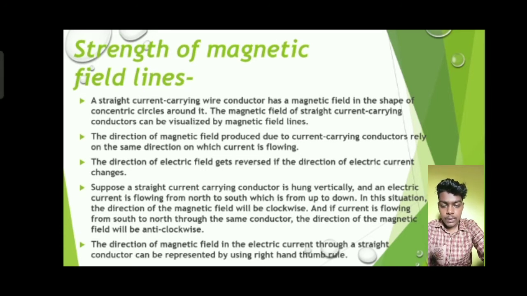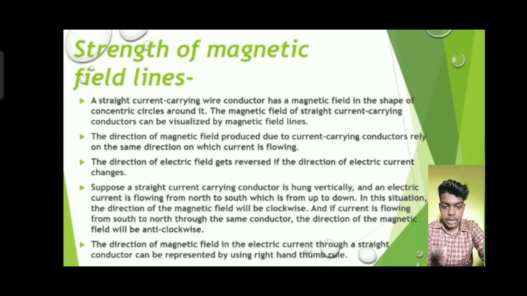The direction of magnetic field produced due to the current carrying conductor relies on the direction in which current is flowing. The direction of the magnetic field gets reversed if the direction of electric current changes.